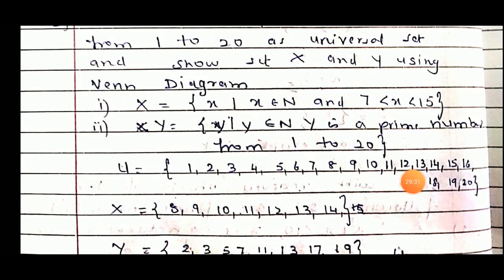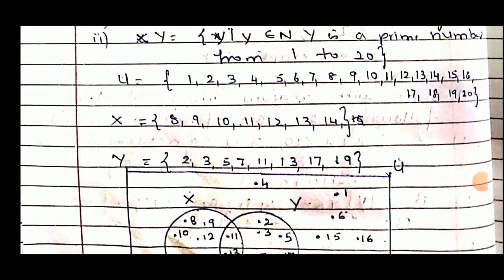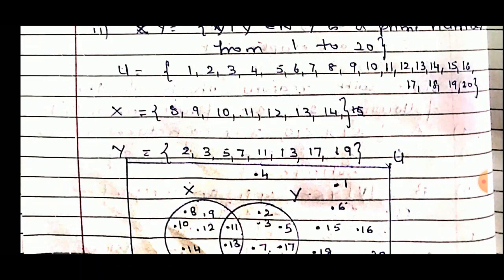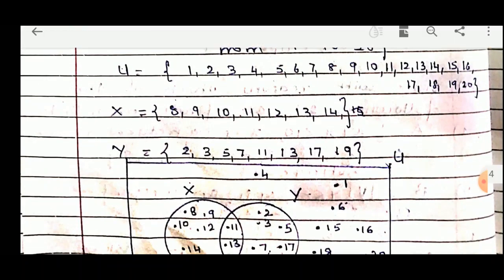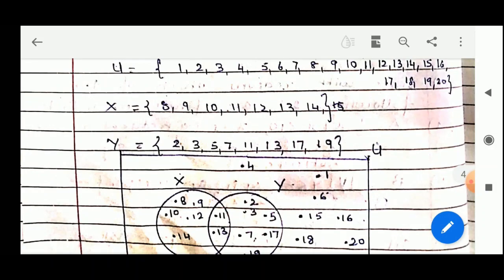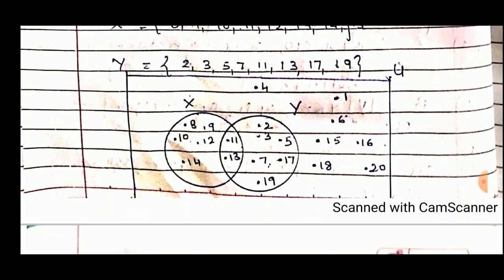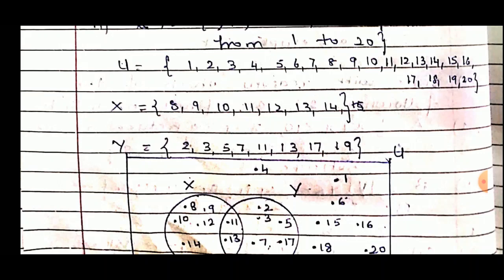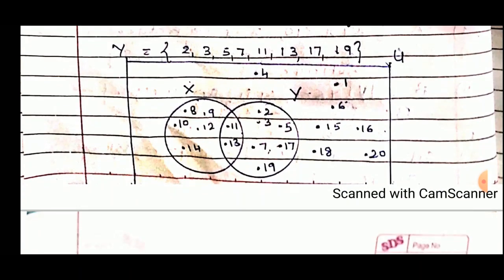X will have the elements 8, 9, 10, 11, 12, 13, 14. Then in this Venn diagram, you see X is equal to 8, 9, 10, 11, 12, 13, 14, and Y is equal to 2, 3, 5, 7, 11, all these numbers.